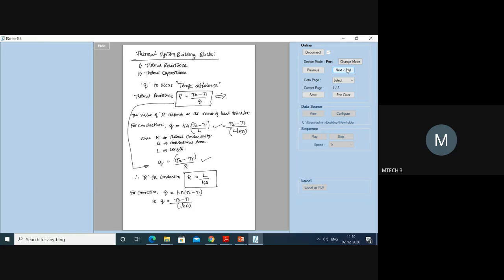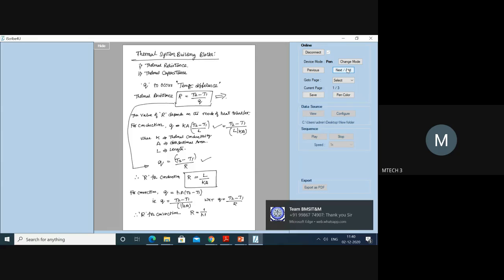So what is the standard equation for Q with respect to R? We know Q is equal to T2 minus T1 by R. Therefore, R for convection is 1 by H into A. R is equal to 1 by HA. Is it clear? So this is with respect to the thermal resistance. Have you noted this down?